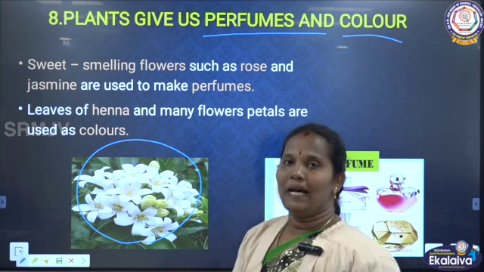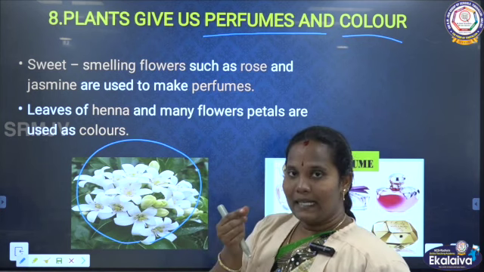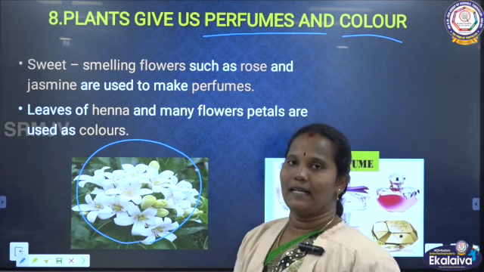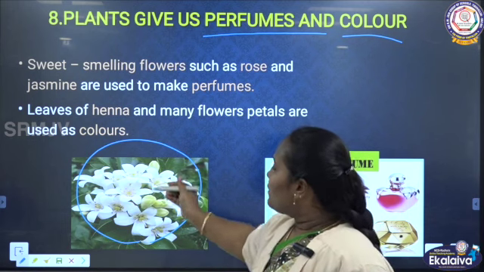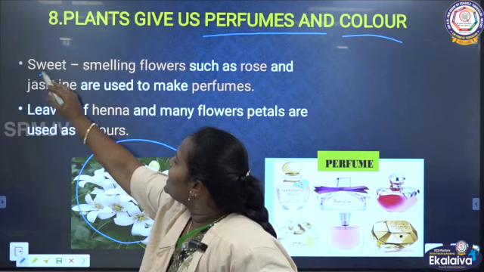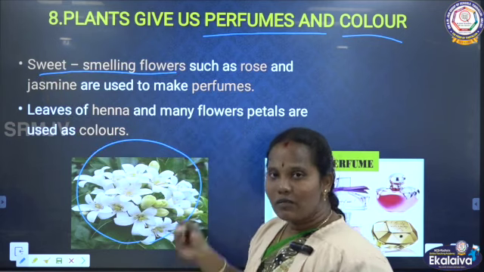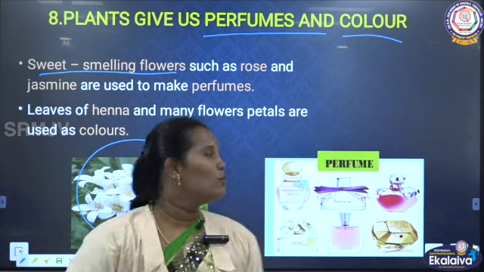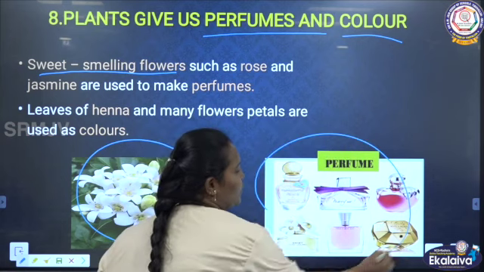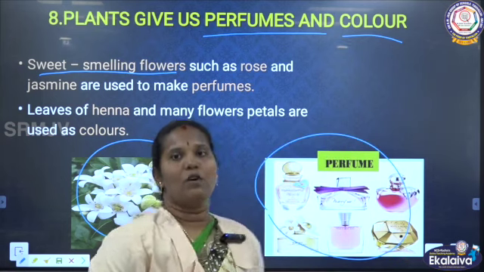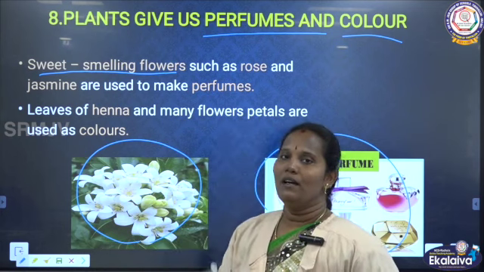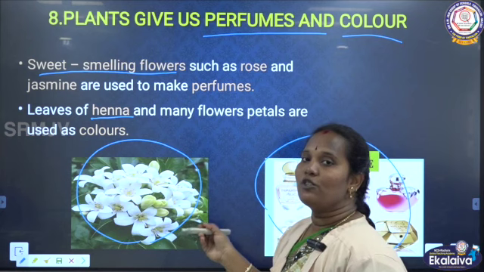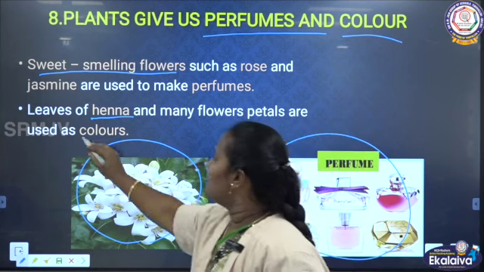For example, henna, mehendi that you use. The leaf part of the henna is also used to make colors. And then the flowers, as I told, have a sweet smell. For this purpose, the flower petals are used to make perfumes. We are using perfumes. These perfumes get their smell from the flowers. And then I told you about henna, which is also used to make colors.